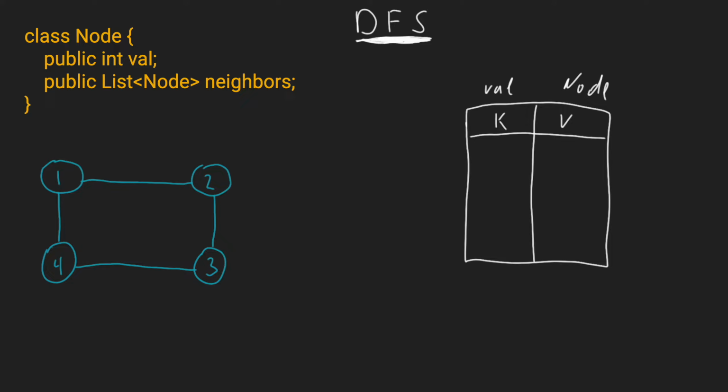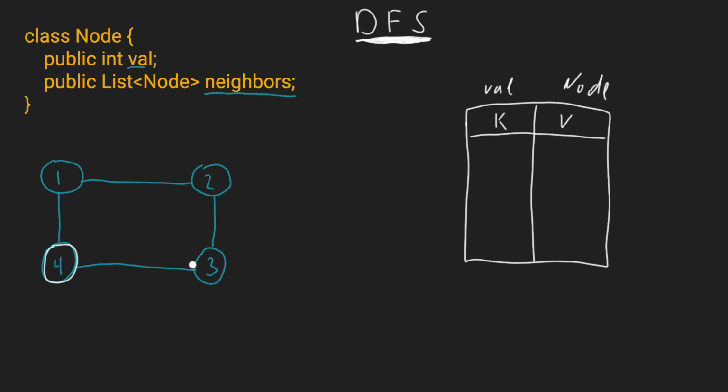Okay, let's take this example. Let's say that we have this undirected graph 1, 2, 3, 4, and we need to make a deep copy of it. Each node has its value and also its neighbors. Let's say that we are starting from 4. We are given 4, so we are creating a new node 4. The next step is we need to create copies of its neighbors 1 and 3.